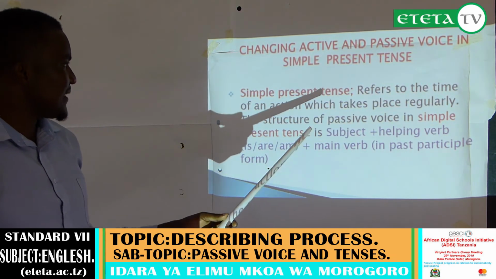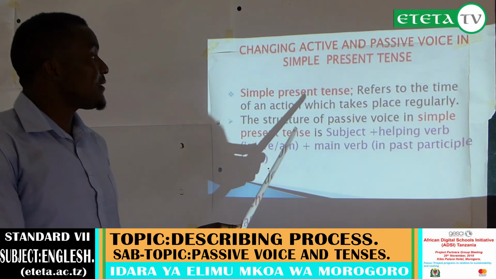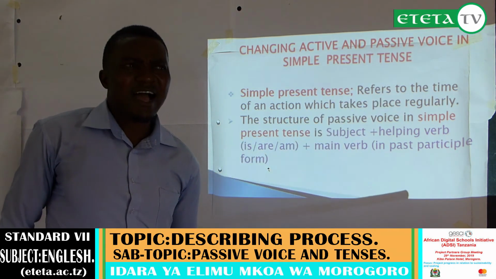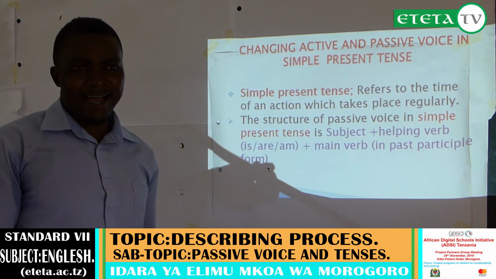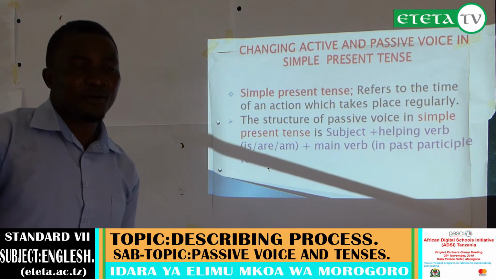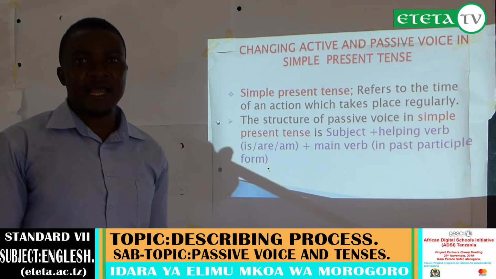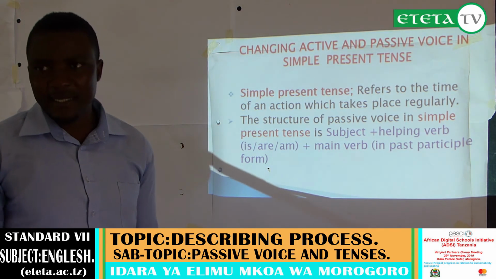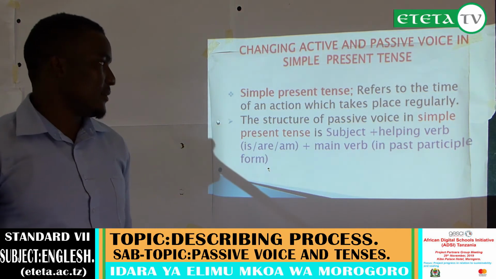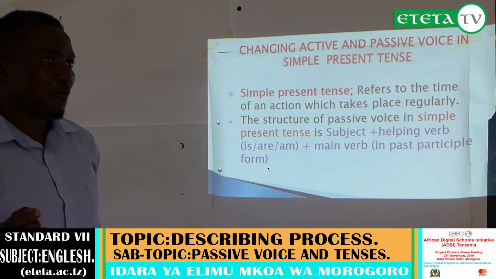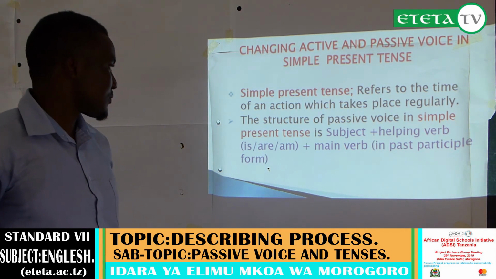We said that simple present tense refers to the time of an action which takes place regularly. Regularly means the action takes place at intervals of time. It can be after every hour, after every day, or after a week. So it is a repeatable action, an action which is done many times repeatedly.